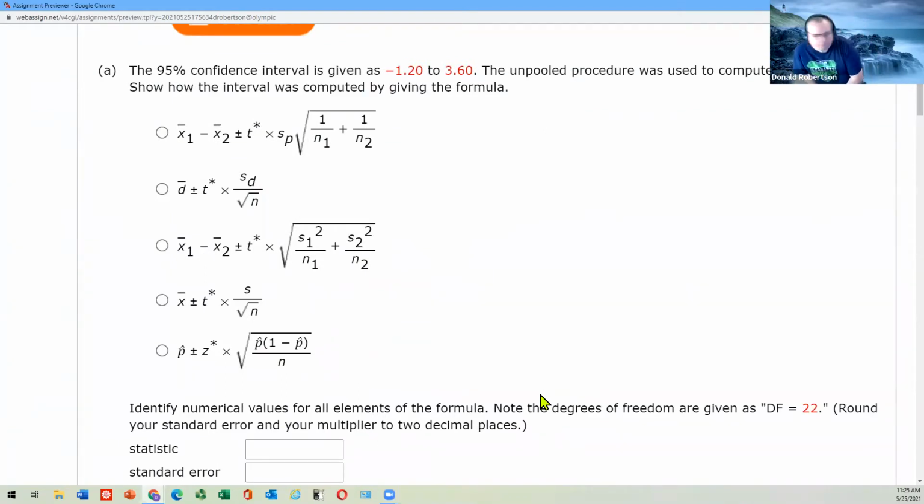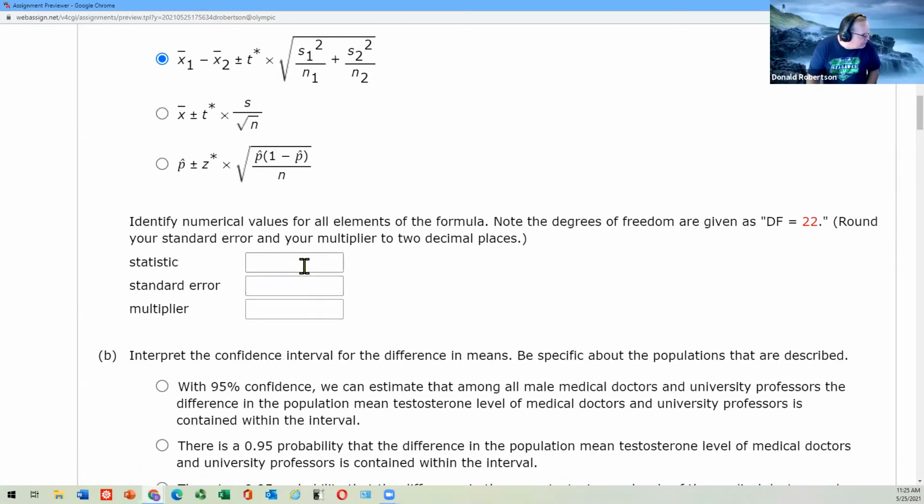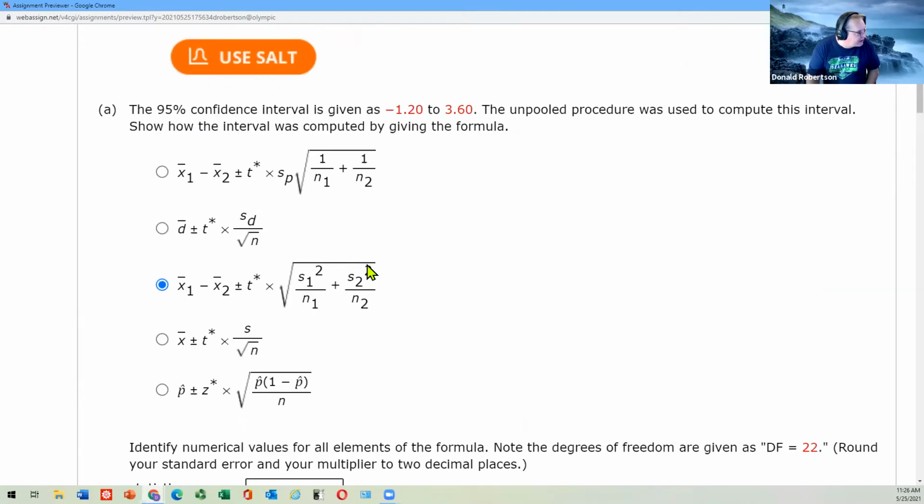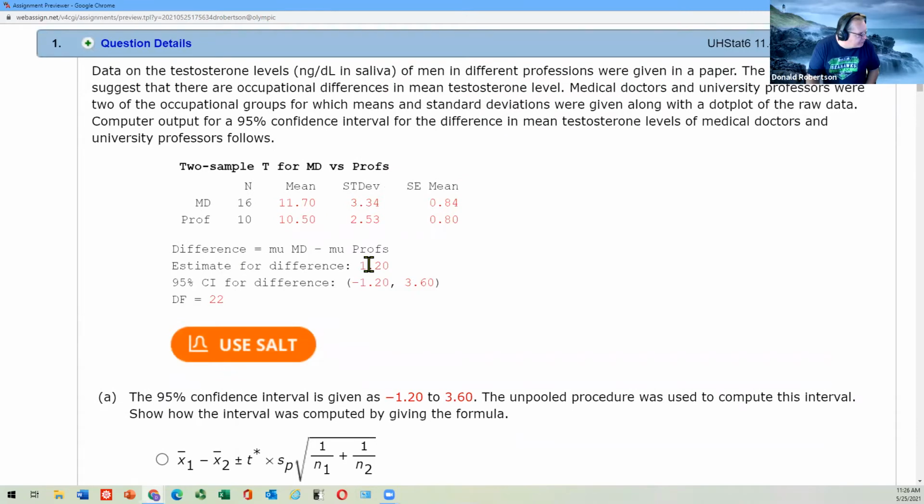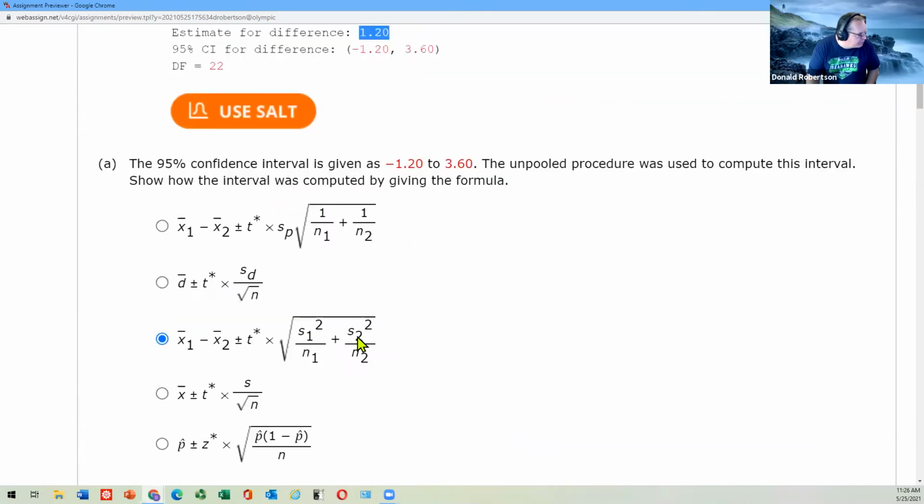The third one. You recognize my general formula? That's that one. Now, it's saying here, can you identify the statistic, the standard error, and the multiplier? Right, the statistic, isn't that the difference between the two? So that's 1.2.